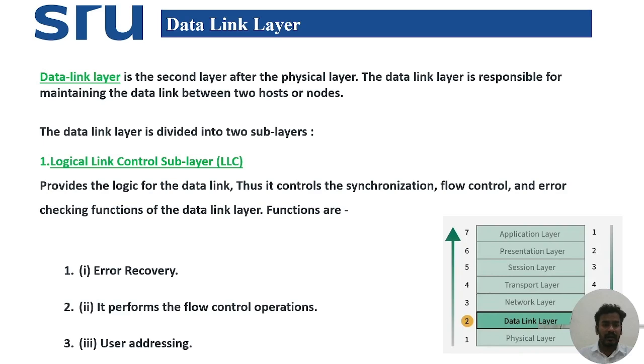What are the major functions while transferring the data in the data link layer? As a logical link control, it needs to check error recovery, and it performs the flow control operations and user addresses. Also, these should be checked while transferring the data.